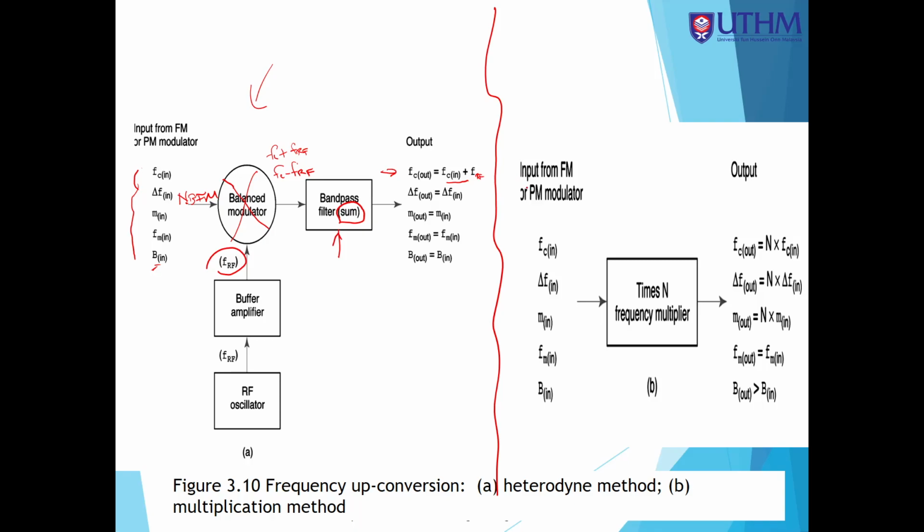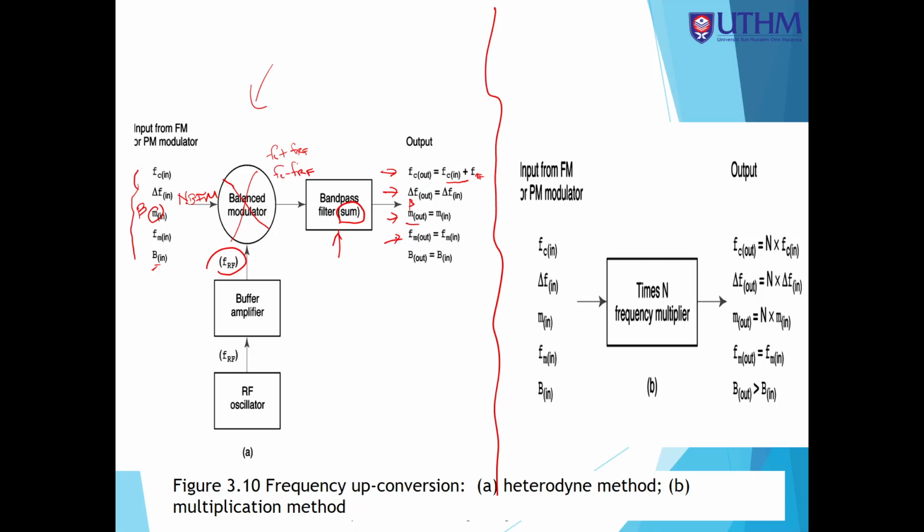What about the other parameters? The other parameters do not change in this process. Delta F out is the same as delta F in. VM out is equal to VM in, the modulating signal. Sorry, this M here is actually beta. M here is beta. This is from different books, so that's why some other literature books use M.